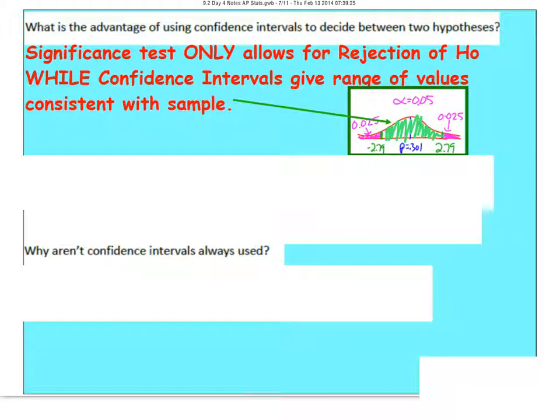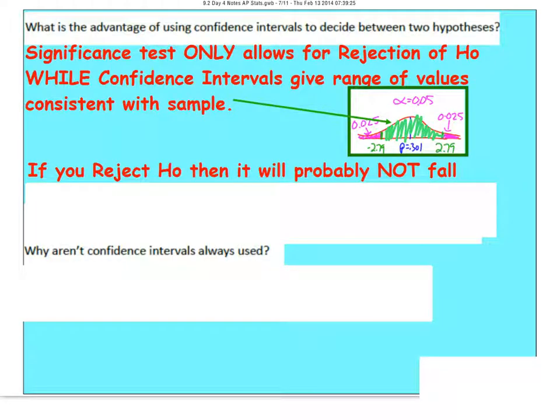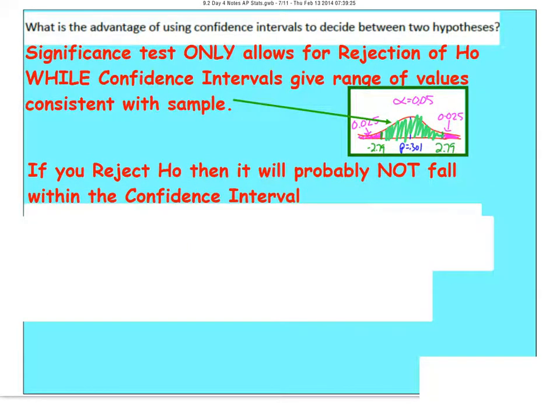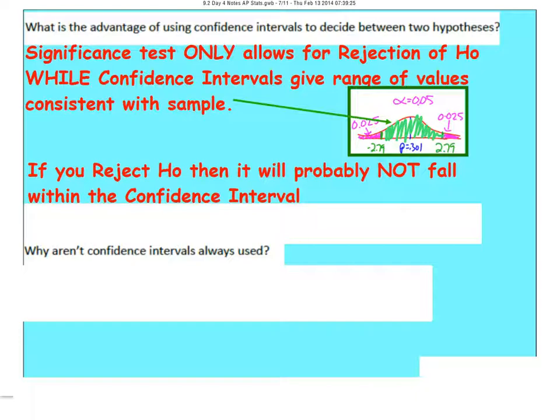What's the connection between the test and the confidence interval? Remember on here, we rejected H sub O. So if you reject H sub O, and you conclude H sub A in this case, what does that mean of a confidence interval? Remember, rejecting H sub O means our p-value is small. So the real answers are going to be out in here somewhere. So if the real answers are out in here because we rejected H sub O, do you think it falls within the confidence interval? Well, if you reject H sub O, it will probably then not fall within the confidence interval, is what that would say.